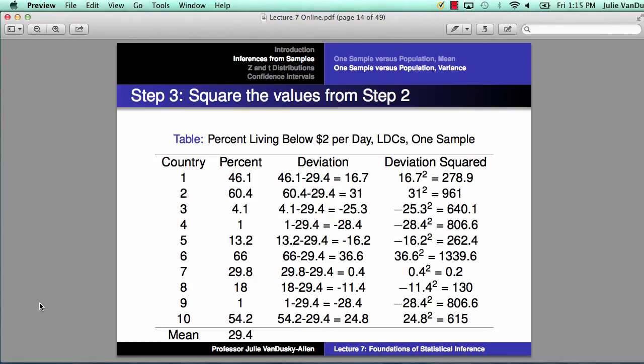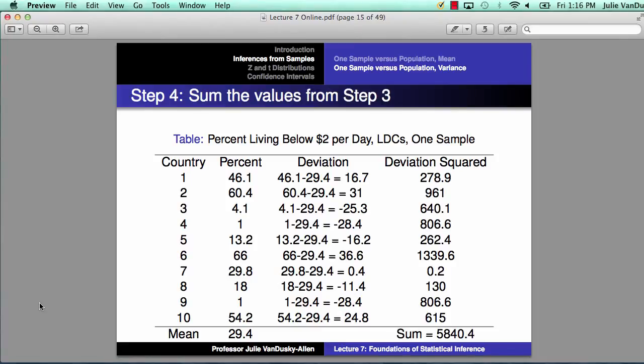Next, you take the values from step 2 and square them. So the calculation for the first observation would be 16.7 squared, which equals 278.9, and the calculation for the second observation would be 31 squared, or 961, and you continue this process for each observation. Note that we square the values to get rid of negative deviations. It is impossible for an observation to negatively deviate from its mean.